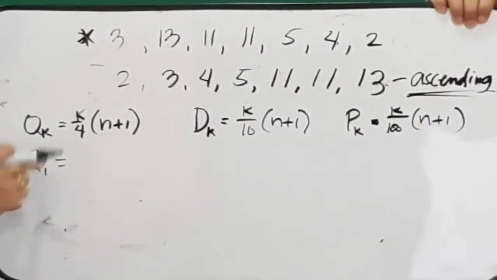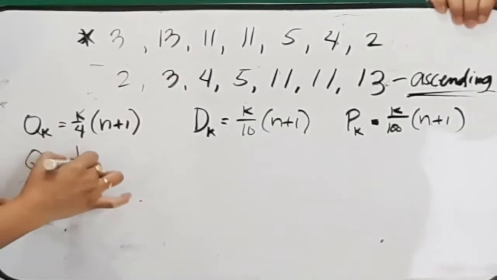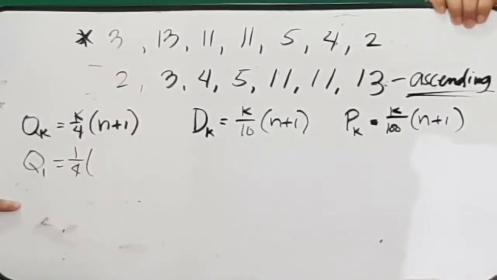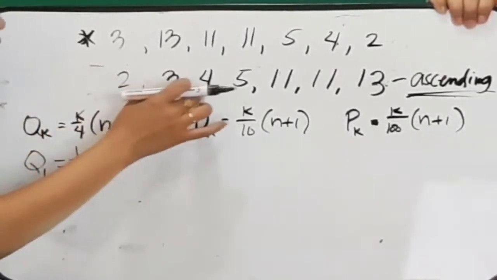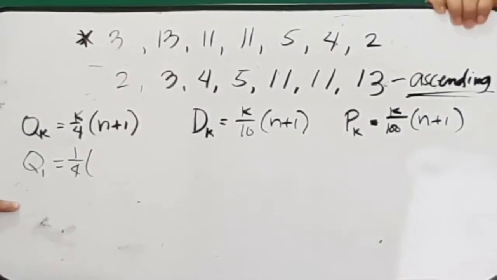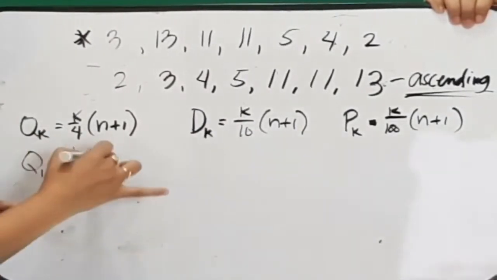Now substituting k by 1, we now have 1 over 4 times n plus 1. N here is the number of elements of the given data. So let's count. We have 1, 2, 3, 4, 5, 6, 7. Okay, 7 is the value of n. So therefore, we're going to substitute 7 into n.